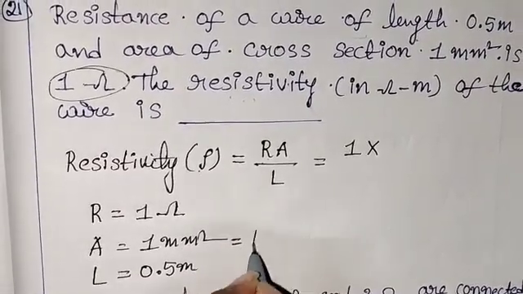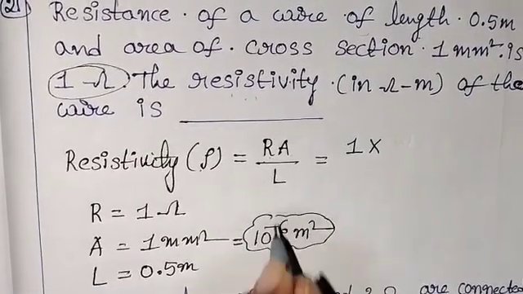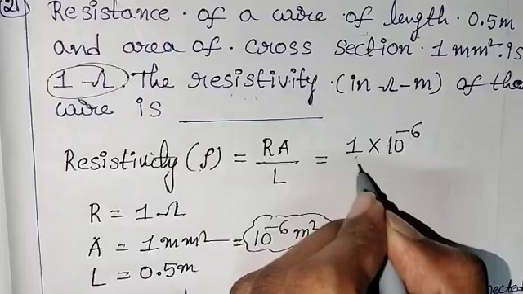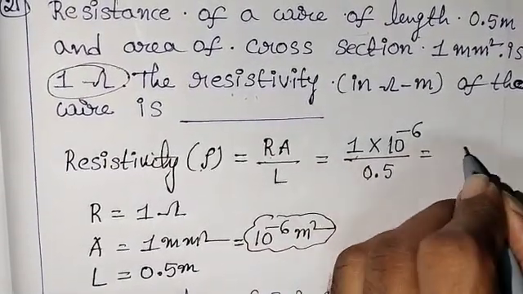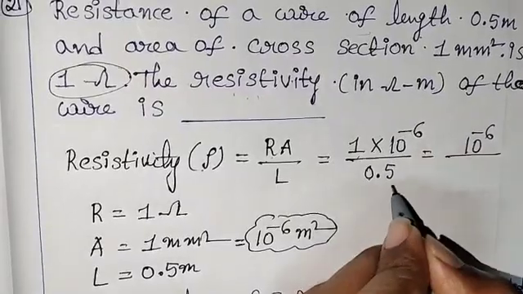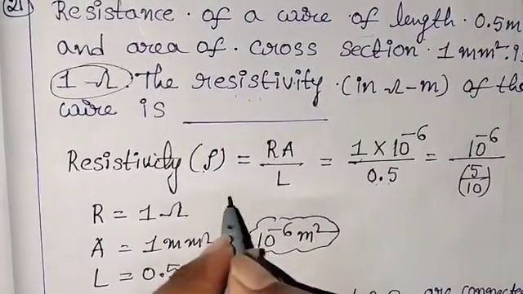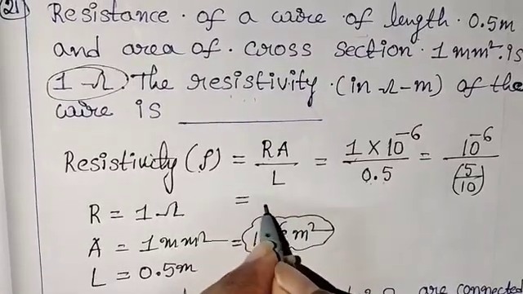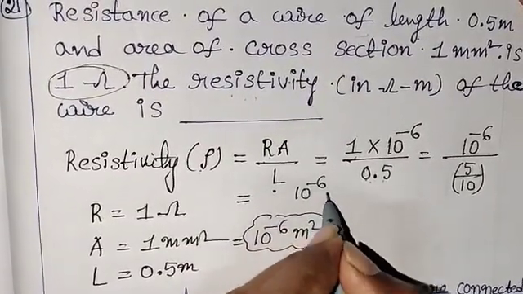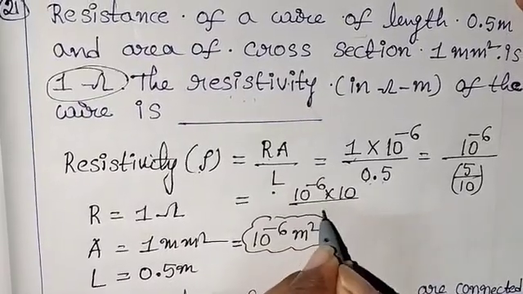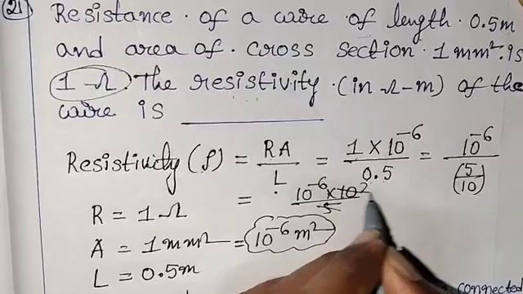We have to convert it to meter square. 1 mm square is equal to 10 to the power of minus 6 meter square. Unit conversion is very important. So 10 to the power minus 6 by length of the conductor 0.5. 10 power minus 6 by 0.5 means 5 by 10, so it becomes the reciprocal. Then you will get 10 power minus 6 into 10 by 5. Okay? 5 ones, 5 twos.